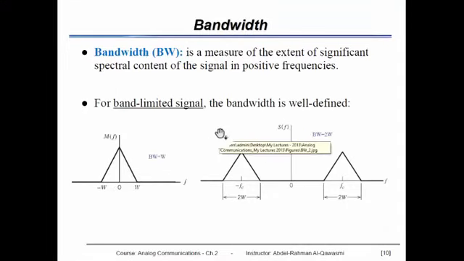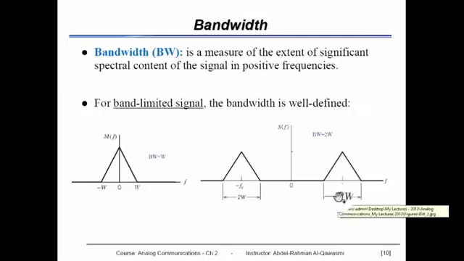Now let's remember together what is the meaning of the bandwidth. It is a measure of the extent of significant spectral content of a signal in positive frequencies, which means if I have these positive frequencies, this is our bandwidth, 2W. This is the bandwidth of the signal, and after modulation we have double bandwidth. This is also the bandwidth of the signal before modulation. After modulation it will be twice.